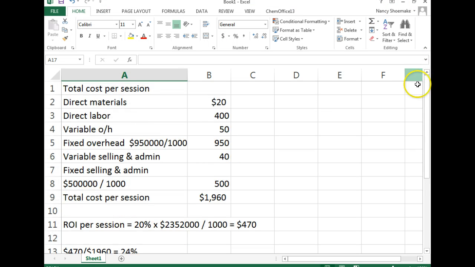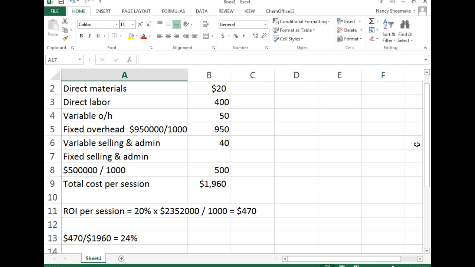Absolutely. It tells us what the markup is on the total cost per session. So if we take our $470 that we need to mark it up per session, and we divide it by the total amount of costs it takes us per session, 24% is what we're marking it up on our cost. So if our costs are at $1,960 and we want to make $470, we basically are marking up the price of it per session 24% to come up with a profit.